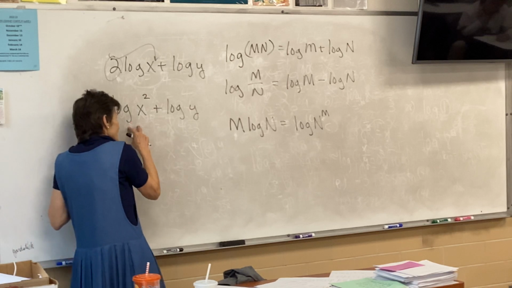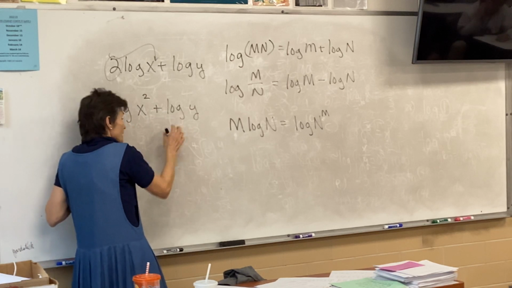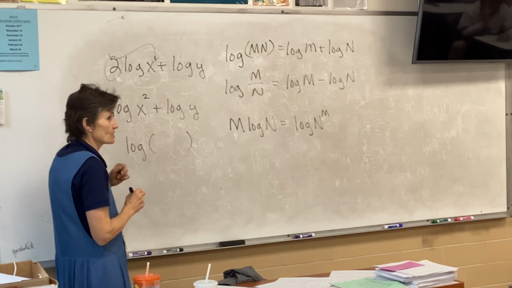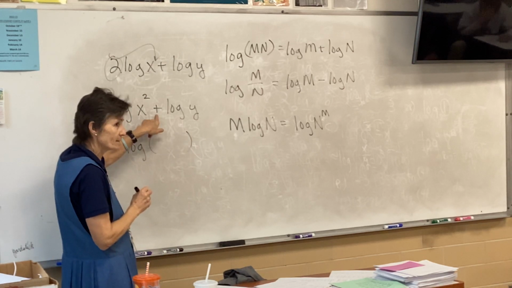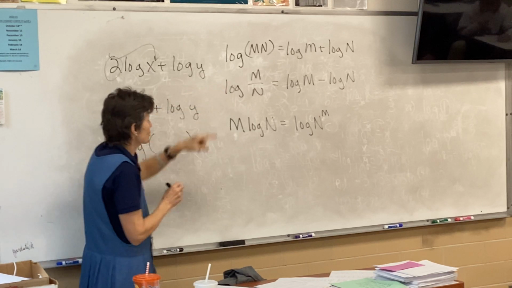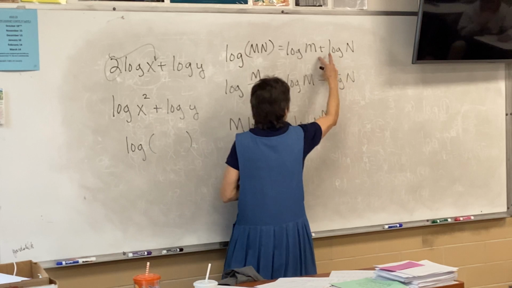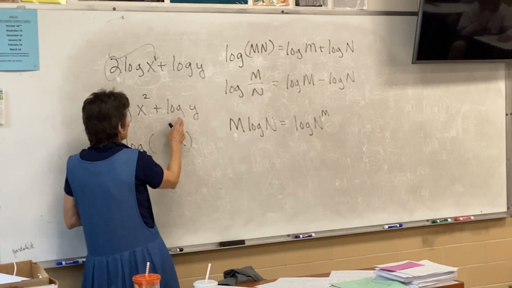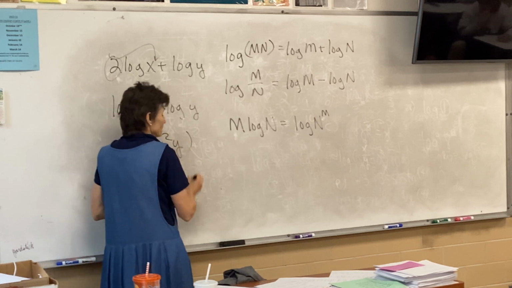Now I need to put these together into one logarithm. So look here, that's a plus. So that goes with the top one, doesn't it? So since I'm adding, what do I end up doing to my two numbers, or my two letters here? Multiply. Is this gonna be x squared y?